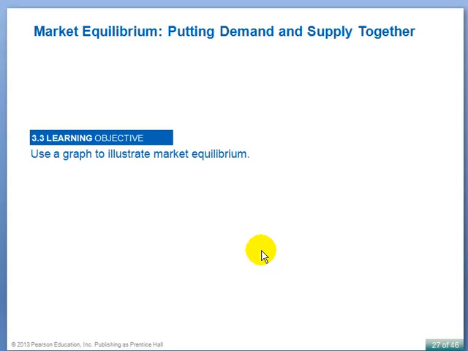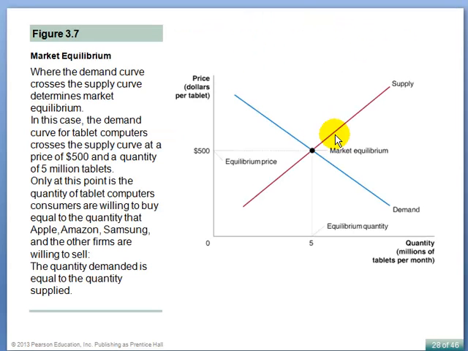Okay, now we're done with the demand side of the market and the supply side of the market. Let's put demand and supply together. You know, the purpose of the market is to bring buyers and sellers together. Let's use the same example. So in this figure, we bring together the market demand curve for tablet computers and the market supply curve.